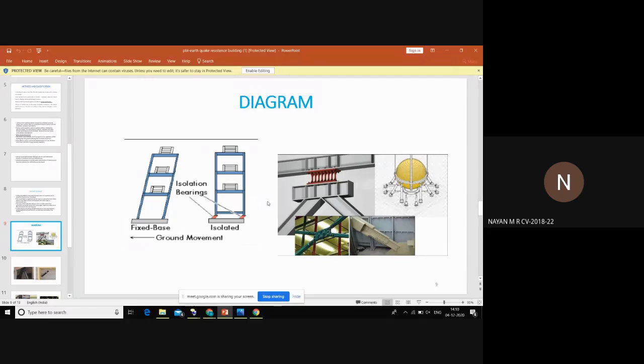But when you see the second building, the superstructure is separated from the ground by isolation bearings. Isolation bearings do not allow any seismic force to transfer to the superstructure. Now you can clearly understand it by a small animated video.